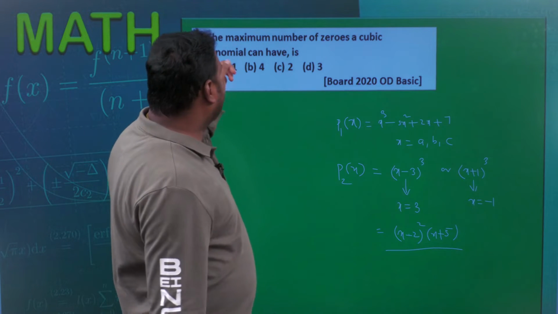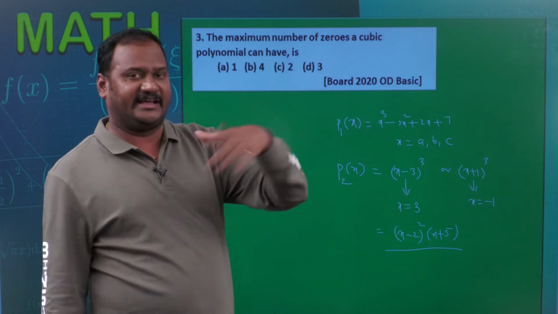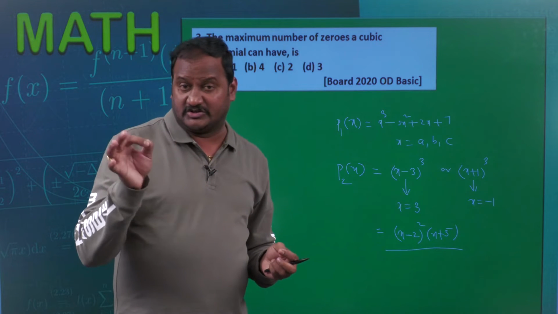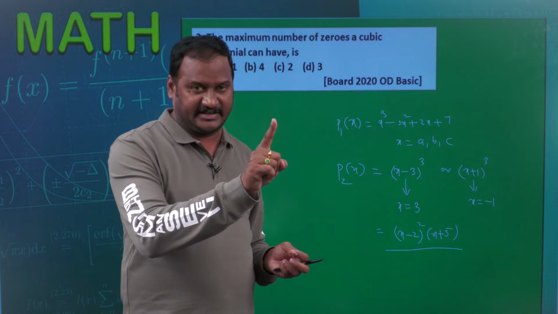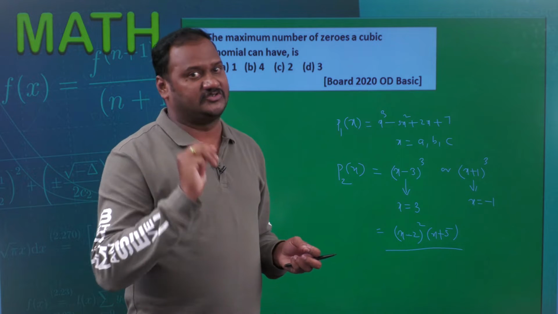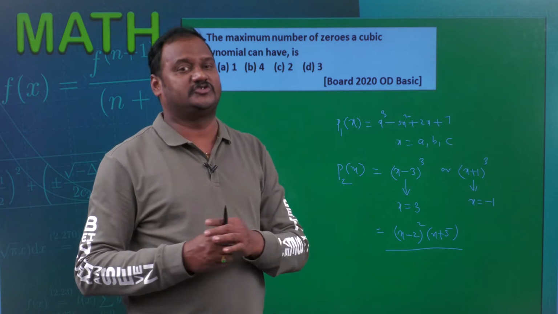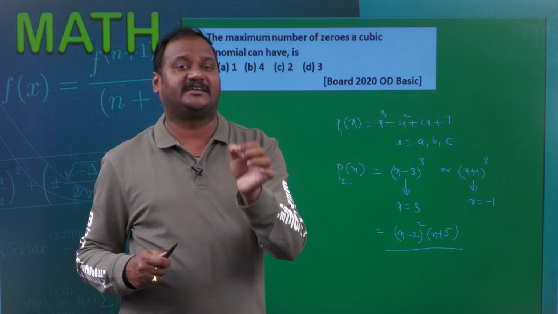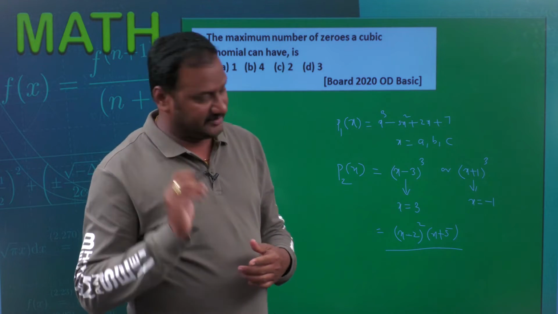Since the question given here is the maximum number of zeros a cubic polynomial can have, with options 1, 4, 2, 3, you can directly write 3. But if your question is the number of zeros of a cubic polynomial is, and the options are, first one is exactly 3, second one is at most 3, third one is 4, fifth one is less than 3, then you should not choose the option exactly 3. You should choose the option at most 3. That is what is called maximum 3. So please do remember that.